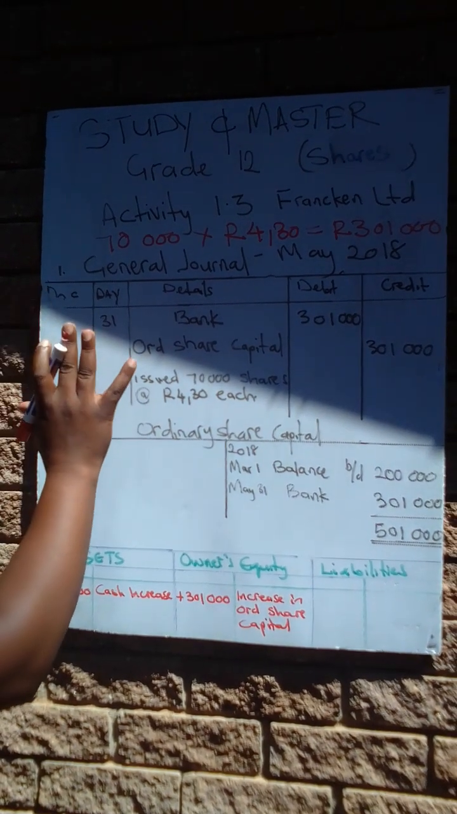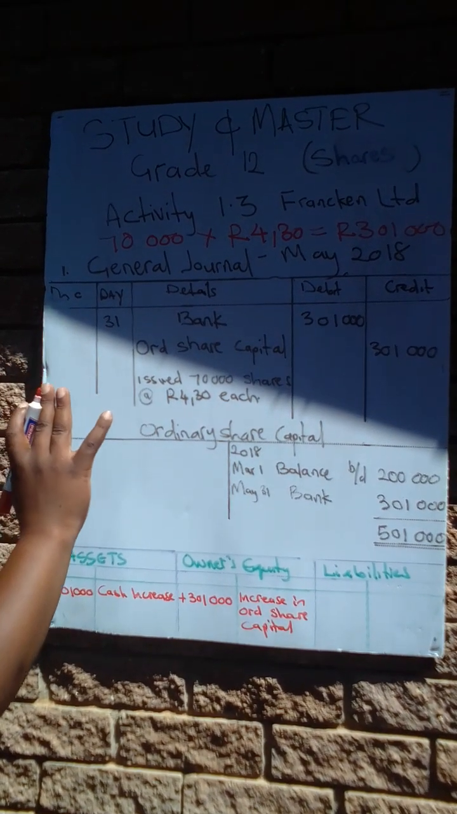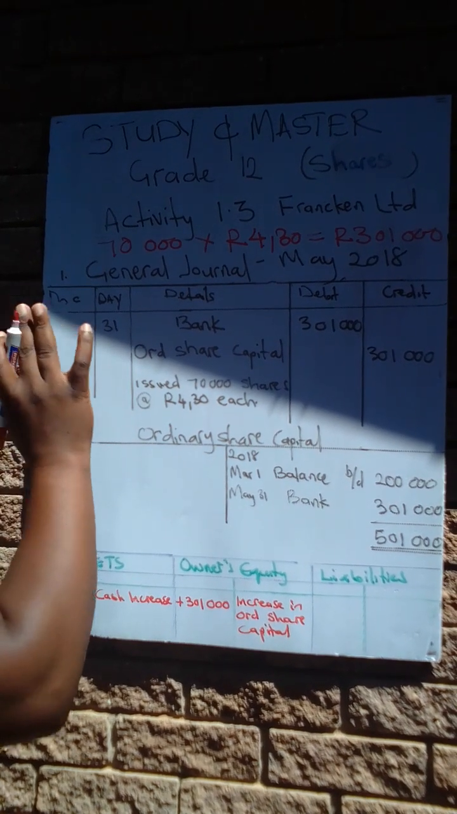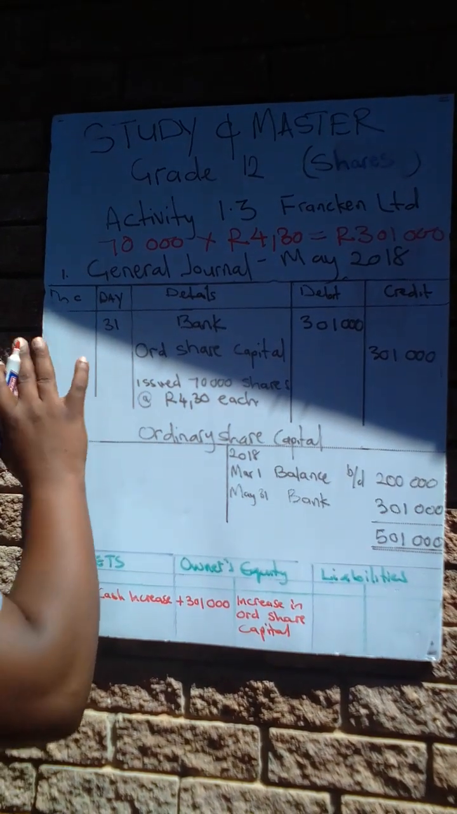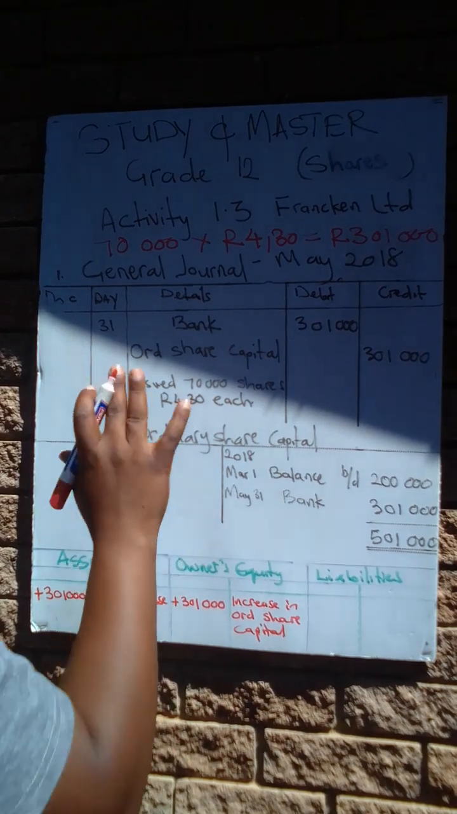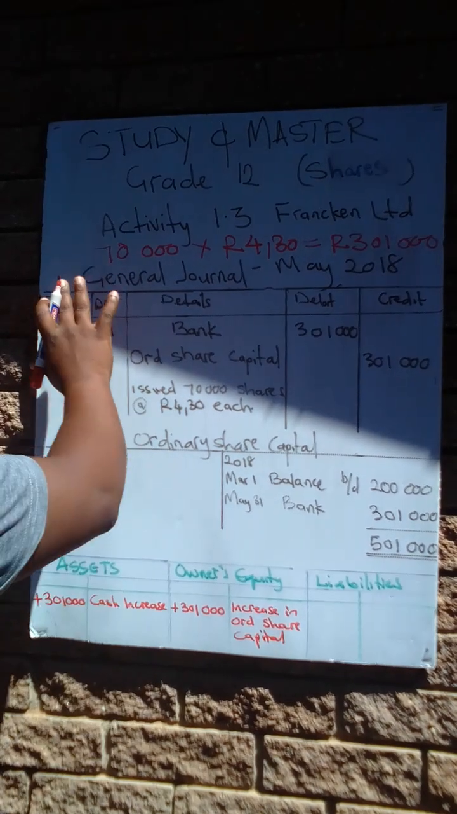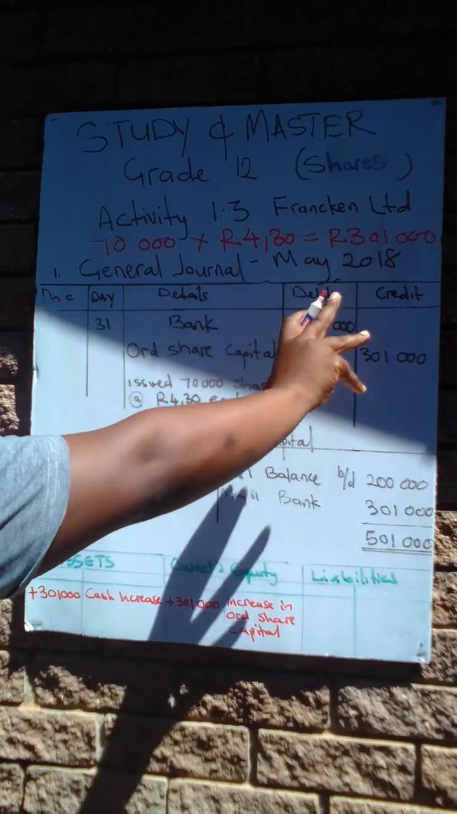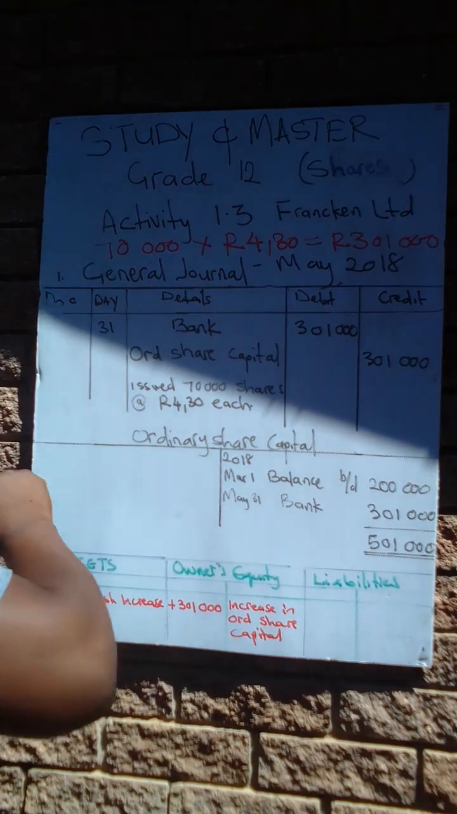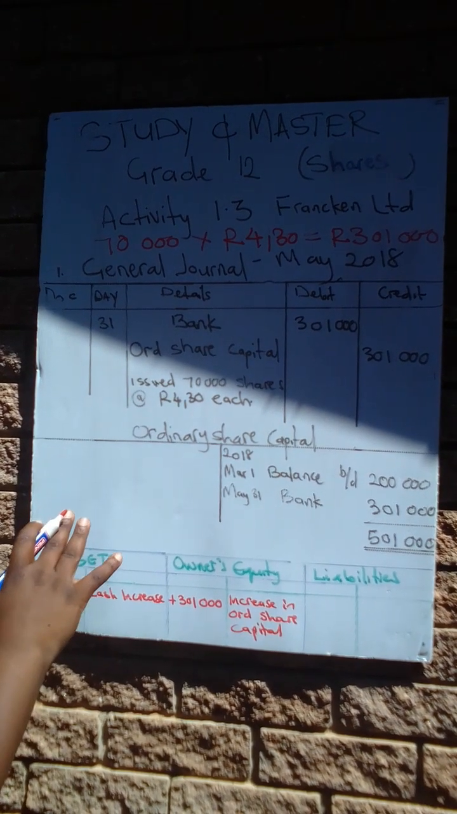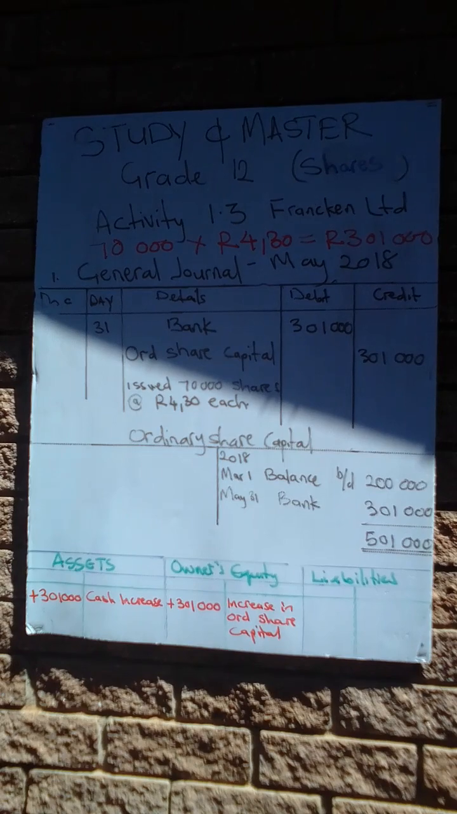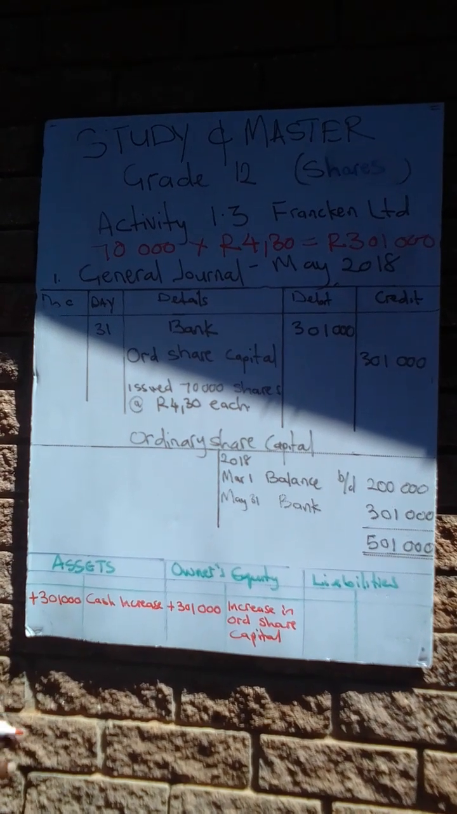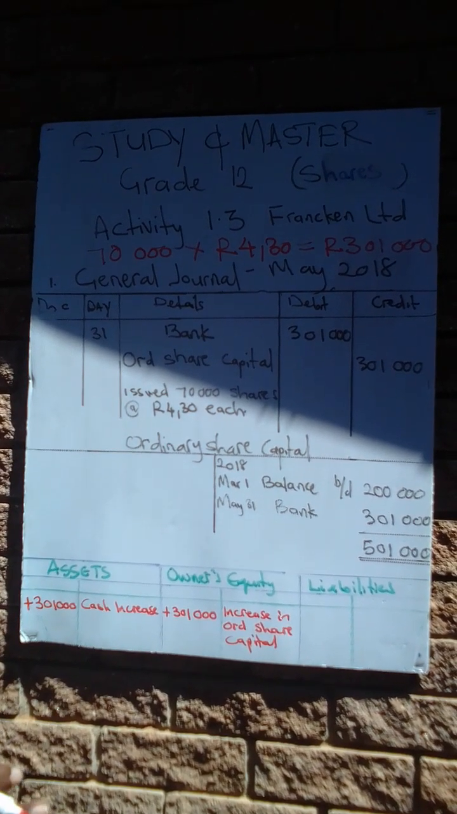Remember, they said that at the beginning they were already having how many? 200,000 rand, which is made up of 50,000 ordinary shares. Okay, fine. The first requirement, they want us to do the general journal. Of course, we know that whenever a transaction takes place, two accounts are always affected. That is double entry.